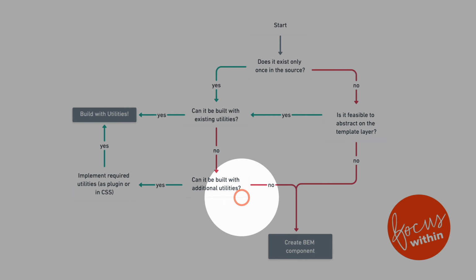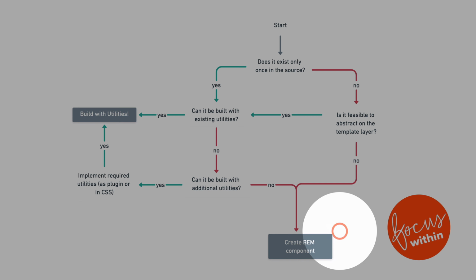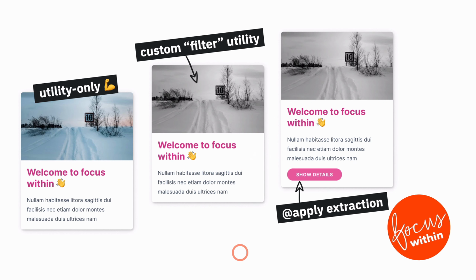If we, however, are not able to abstract on the template layer, or if it's such a complicated CSS that it's not possible or that it's not feasible to recreate it using additional utilities, then the advice is to create a BEM component. Inside the BEM component, inside your CSS, you should use Tailwind's PostCSS functions like @apply and theme() to maintain consistency and reuse your existing design tokens from your Tailwind config.